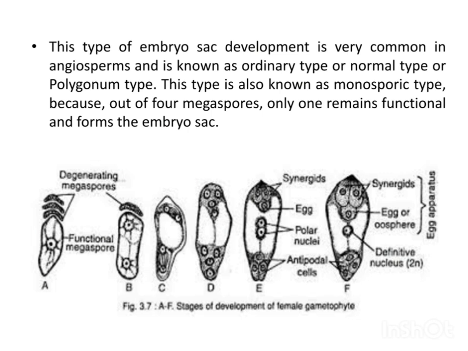Monosporic and polygonum. Monosporic means where, out of 4 resultant megaspores, 1 will remain functional and form the whole female gametophyte. That type of embryo sac development is called monosporic type of embryo sac development, and typically this type is called monosporic polygonum type of development.